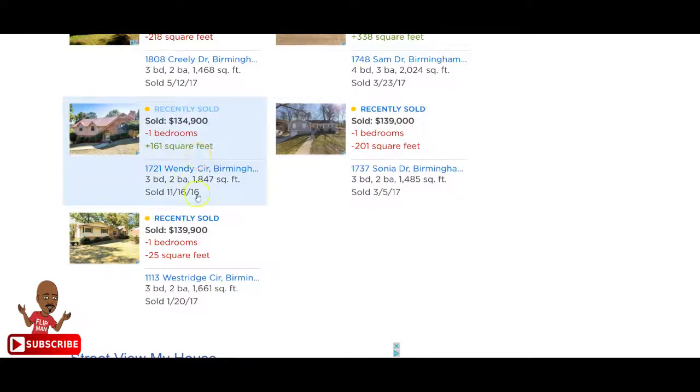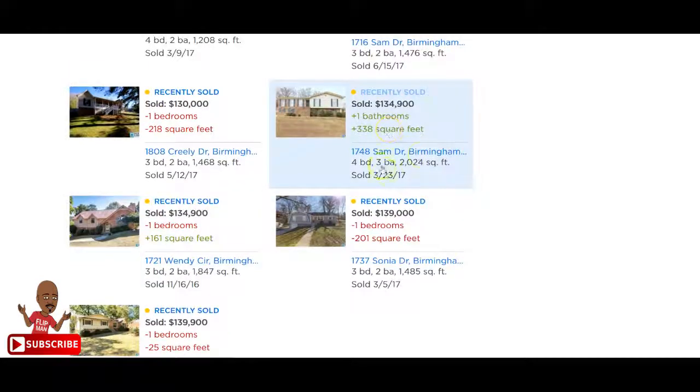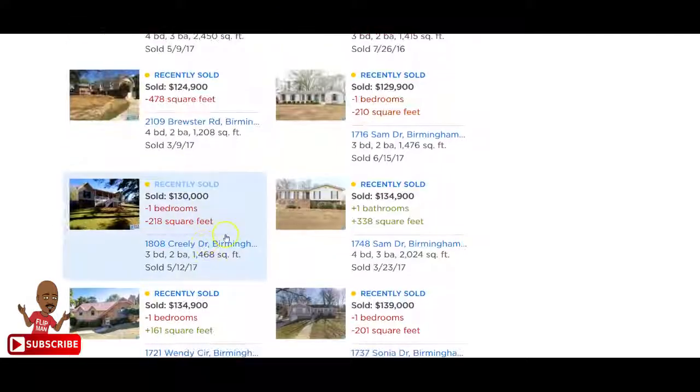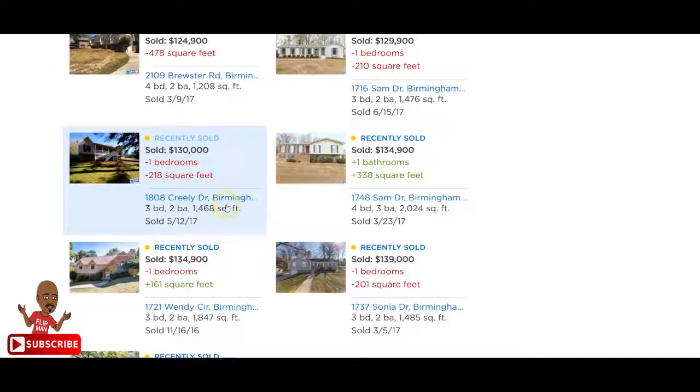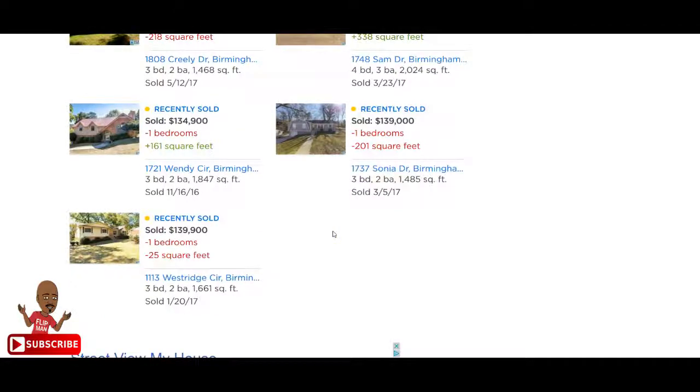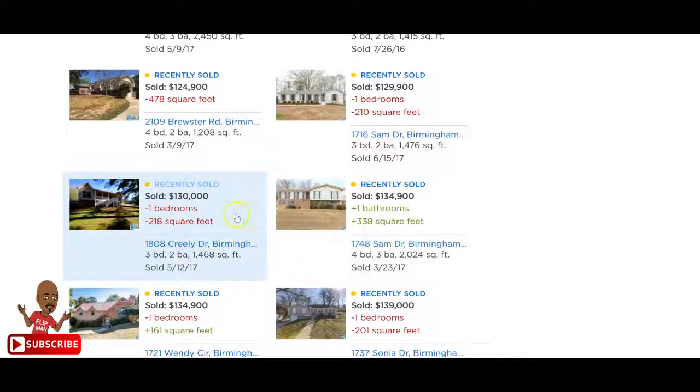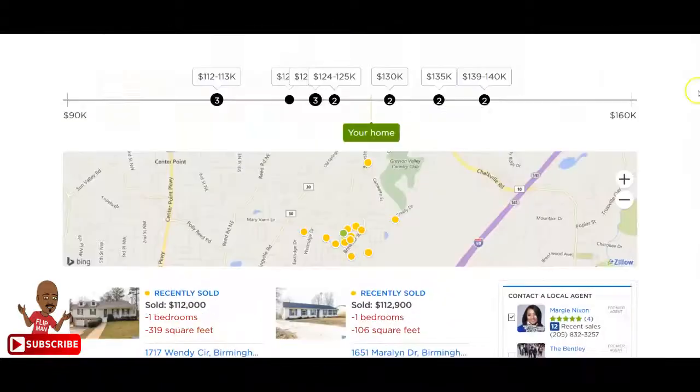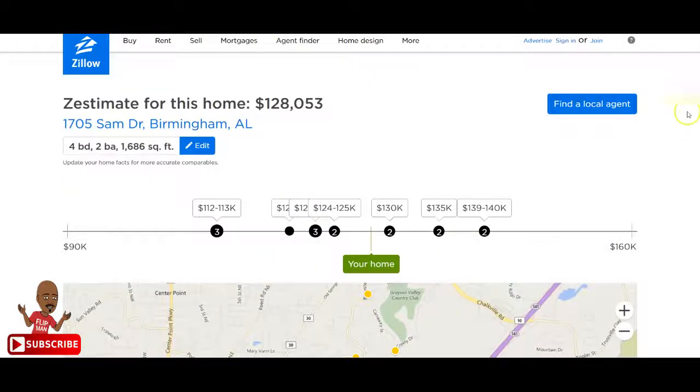You got a couple, 3 comps in the 130. There are 4. I'm sorry, 5 in the 130. So you could easily get that. So that's another way. What I would do is be a little bit more conservative. I would just roll with the number that Zillow is offering here, the 128.